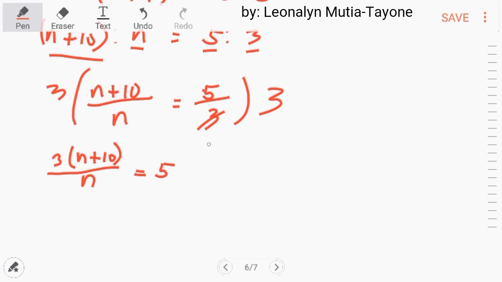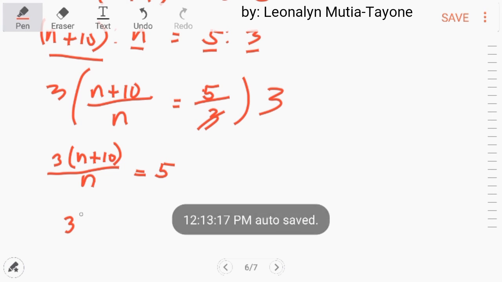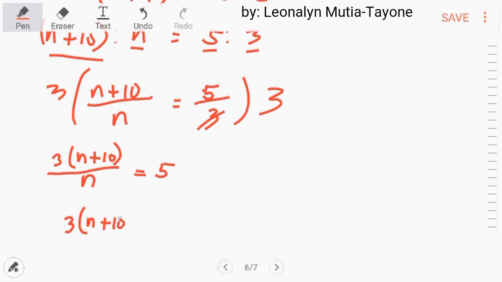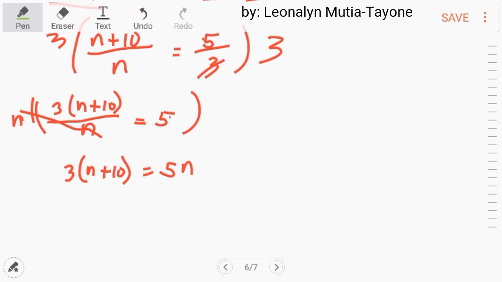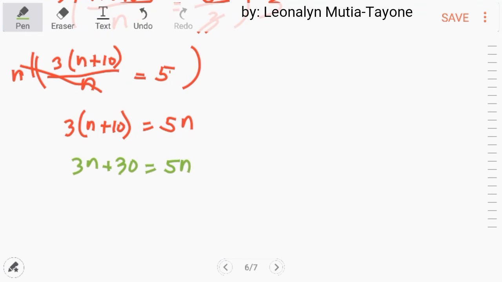Tapos itong si n, i-transpose natin sa kabila, and that will be 3n plus 10 equals 5n. Kasi denominator siya dyan. So, mag-multiply tayo sa both sides ng n. Kaya makancel na si n dito at nandito na si n. 5 times n is 5n. Now, i-multiply muna natin. That is 3n plus 3 times 10, that is 30, equals 5n.